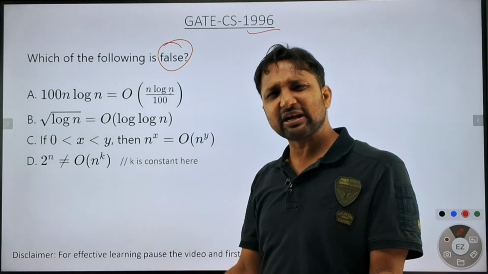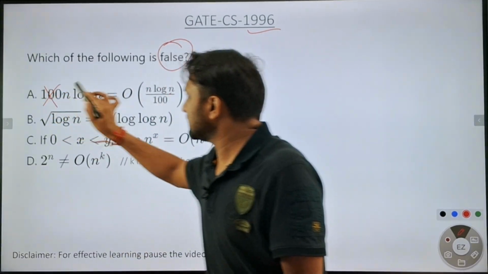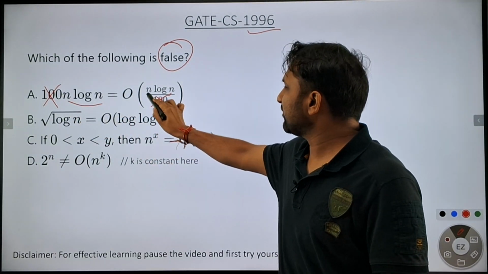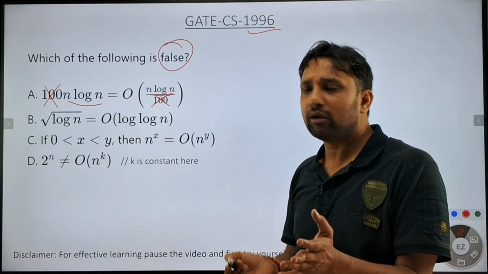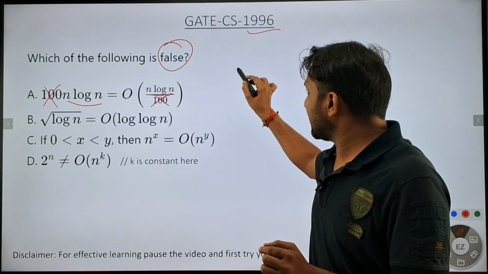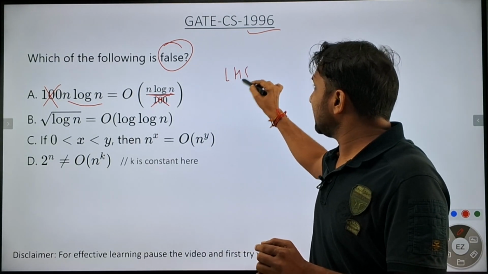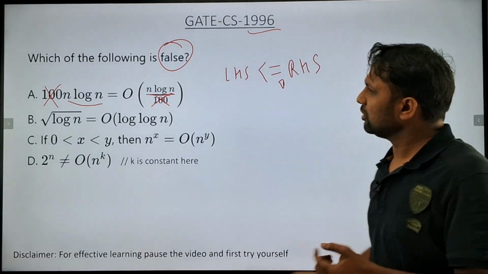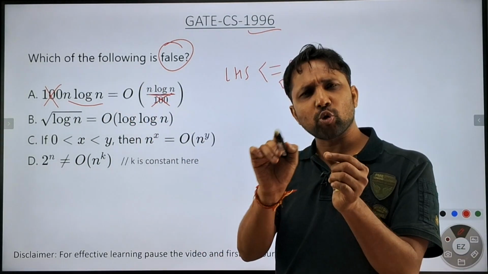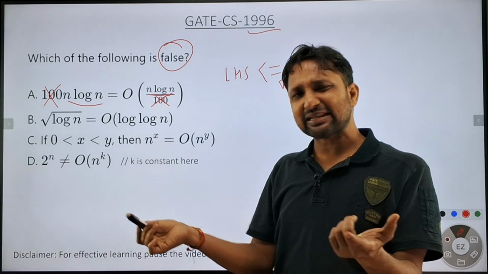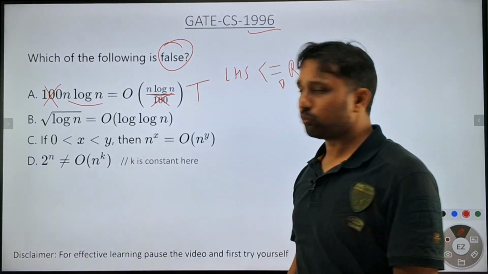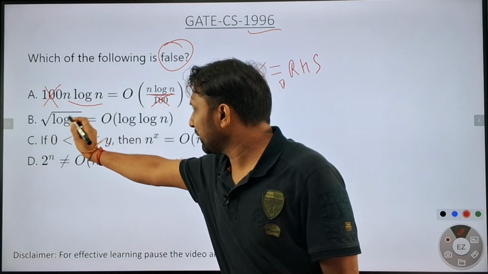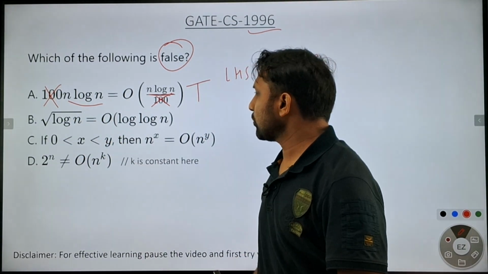Remove the constant first of all. I'm removing this 100 and this 100. Now what is left over here? n log n. What is left this side? n log n. Both sides are equal. Big O notation says that the left hand side is less than or equal to the right hand side, so equal to is also allowed. I can represent n log n equal to big O of n log n. That is allowed, so this statement is true. But we need to find the statement which is false. So let me check the second option.